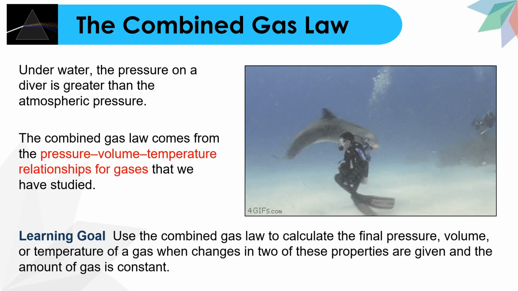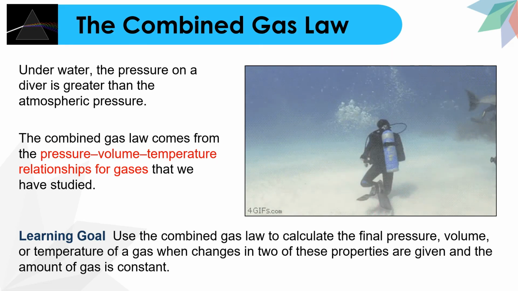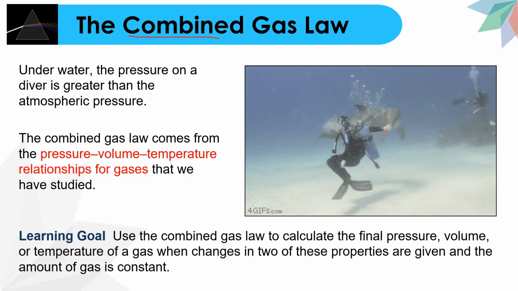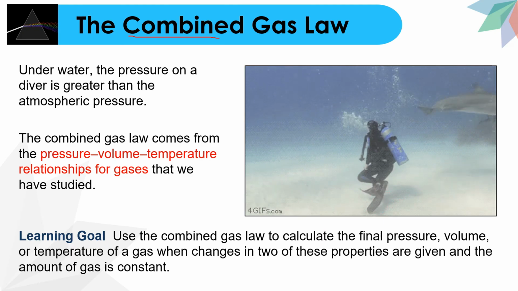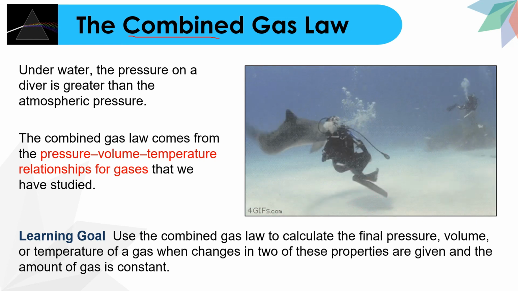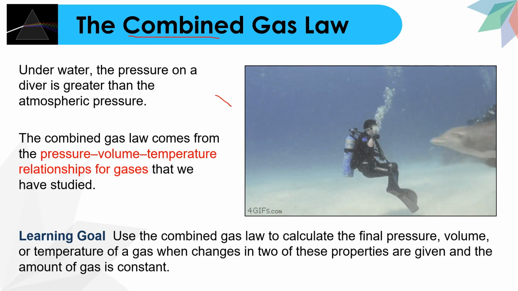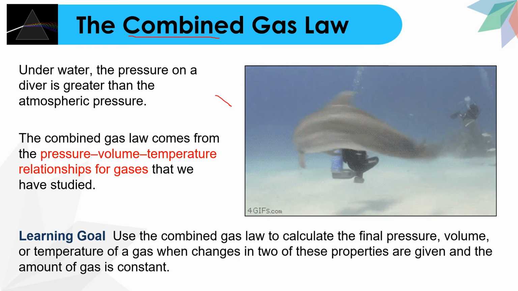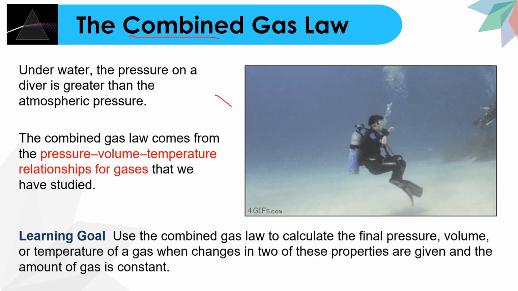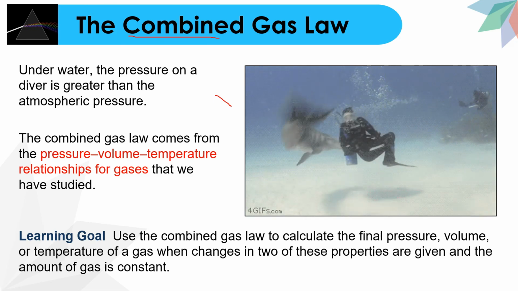The next gas law that we are going to discuss is the combined gas law. Siguro meron na kayong idea kung ano yung mangyayari dito sa gas law na to. From the word combined, ibig sabihin, yung mga units ng pressure, volume, and temperature is what we are going to explore, kung ano ba yung mga relationships nila in terms sa gases. Just like in here, example yung sa underwater, the pressure on a diver is greater than the atmospheric pressure. So, yung learning goal natin for this gas law is using the gas law to calculate the final pressure, volume, or temperature of a gas when changes in two of these properties are given and the amount of gas is constant.